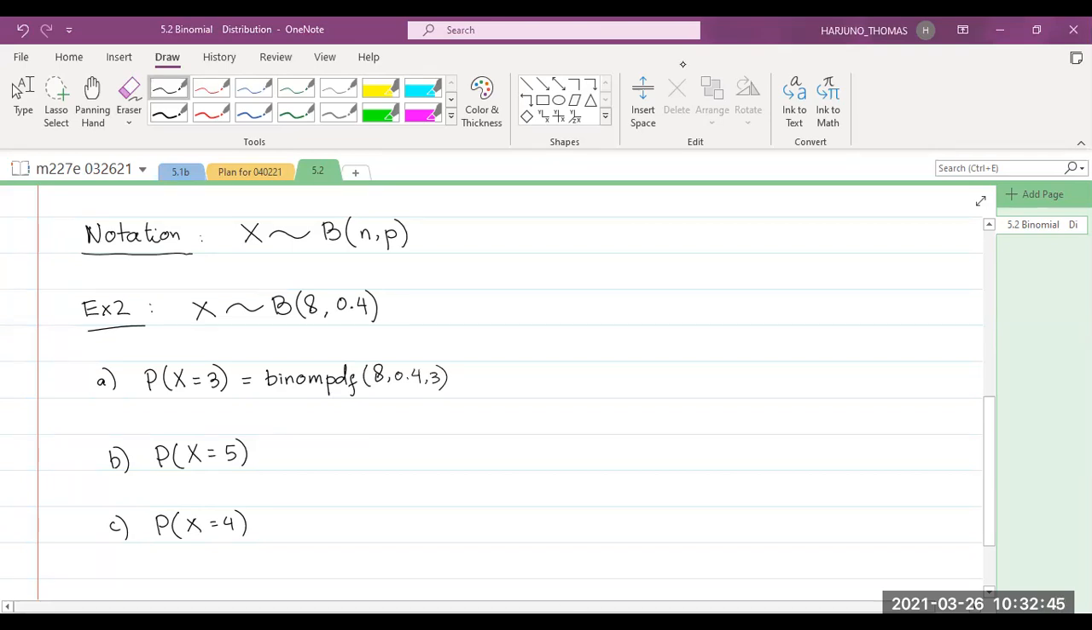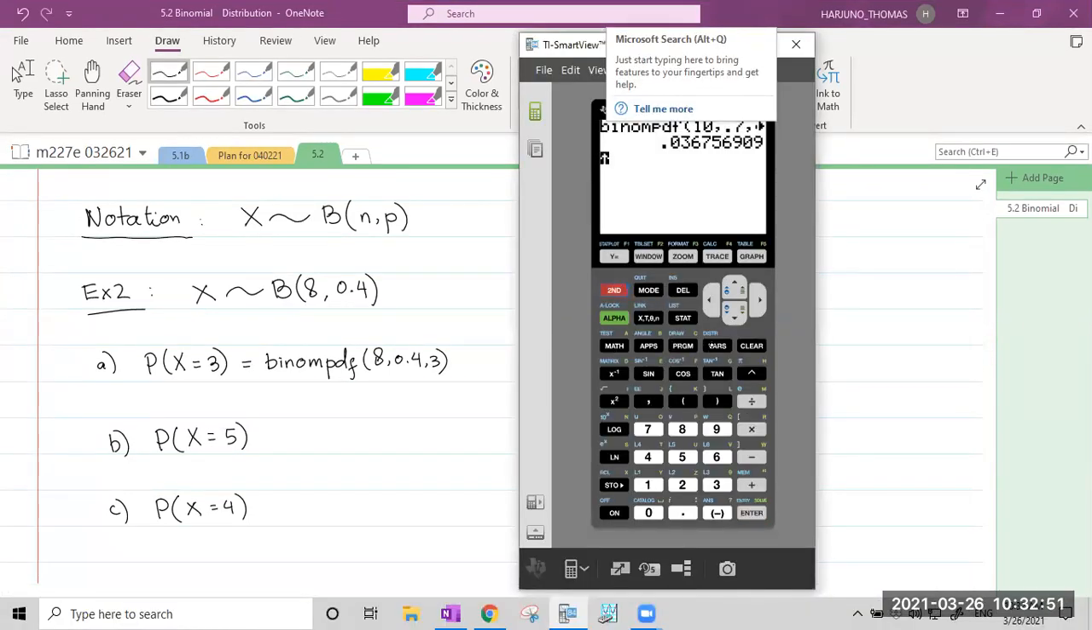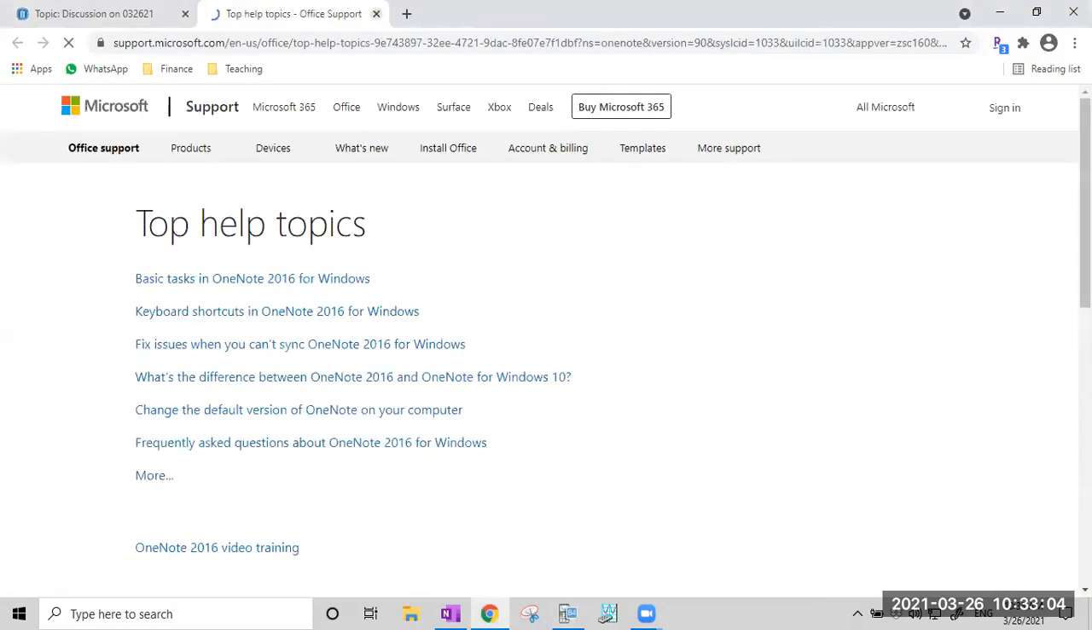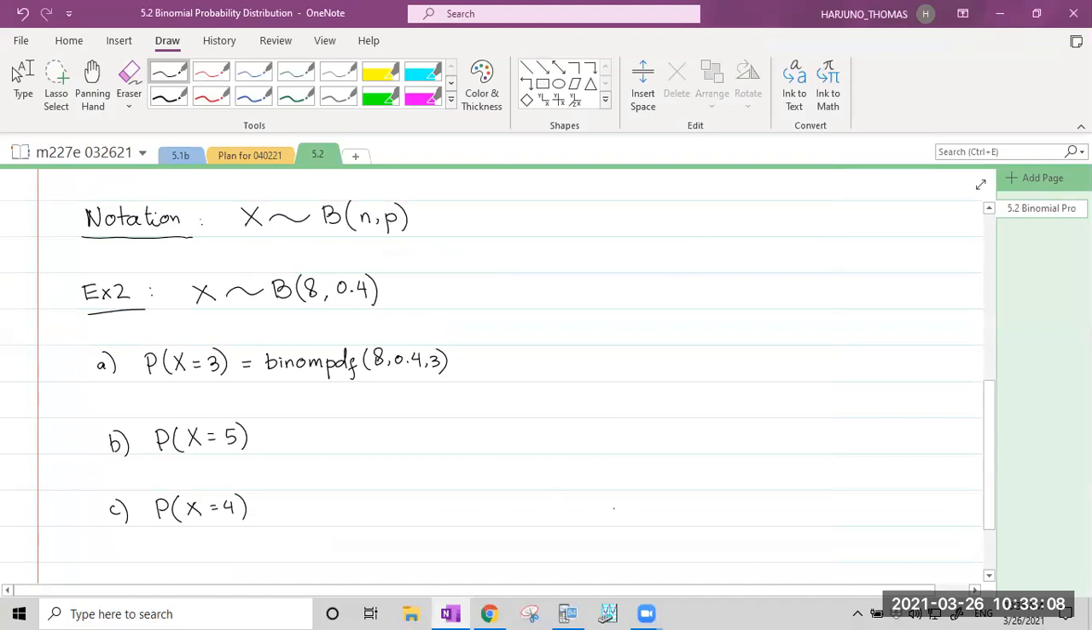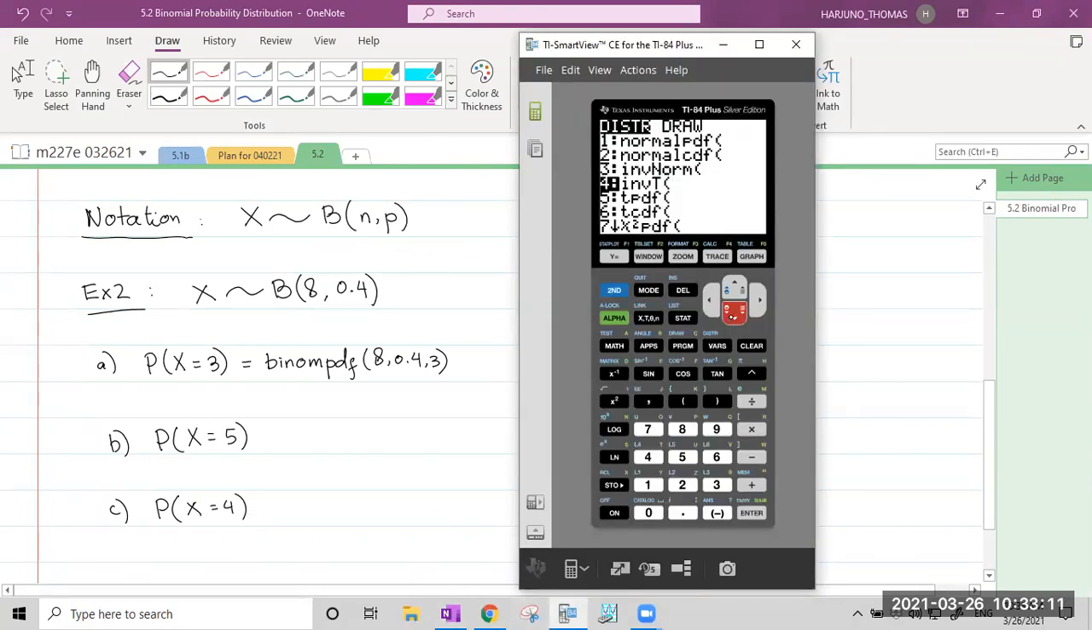Then I use my calculator. Let me share the whole thing with you. Binom Pdf, scroll down. The number of trials is 8. The probability of each success is 0.4. And the X value is 3. The number of successes is 3. That's the coding.